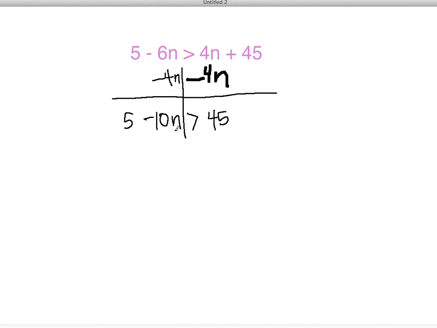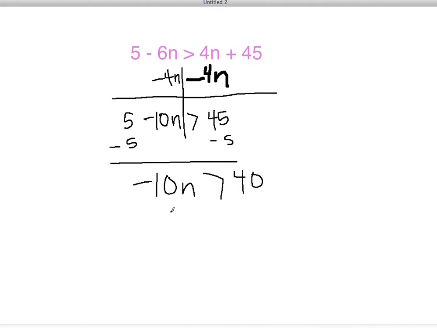Okay, and I want to get all the n's alone, so that means I got to get rid of this 5 first. So I'm going to subtract it from both sides. And so we have negative 10n is greater than 40. And now in order to get the n by itself, we know we're going to divide by negative 10. Divide by negative 10. So these cancel each other out, so we get n.